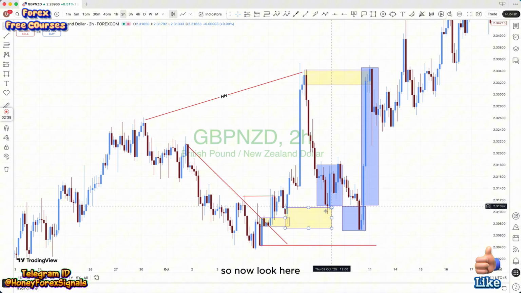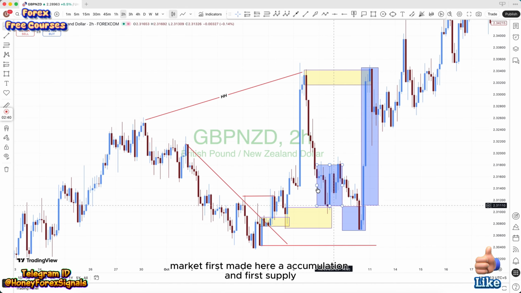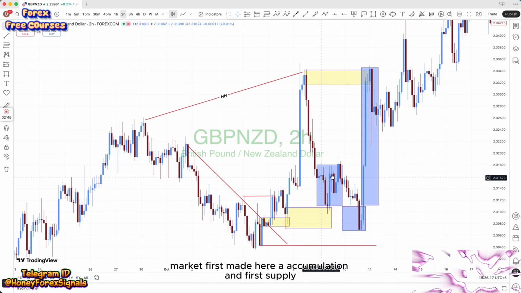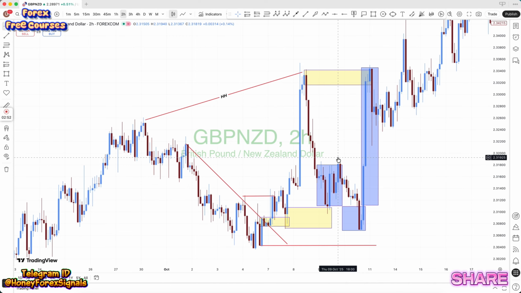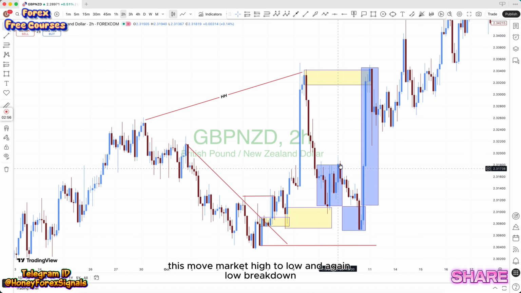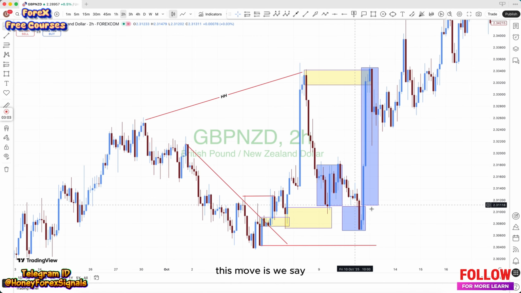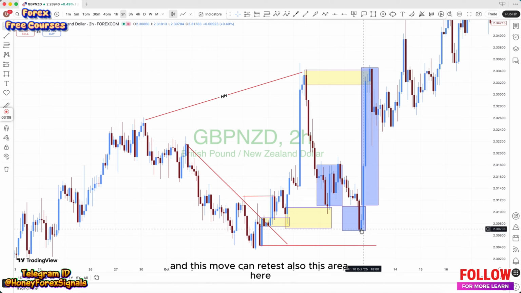So now look here. The market first made accumulation and the first supply. The supply breakout comes with a closing or with a spike, but look up. This move takes the market from high to low and again breaks the low down. This move we call the manipulation, and this move can also retest this area here.